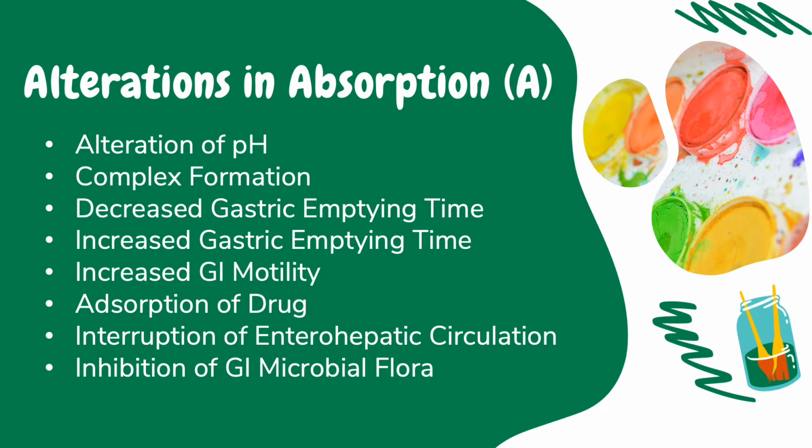The next one is complex formation. An example of complex formation is tetracycline given together with metal-containing drugs. This can result in decreased tetracycline absorption. Another example is fluoroquinolone with metal-containing drugs. It can also decrease fluoroquinolone's absorption.